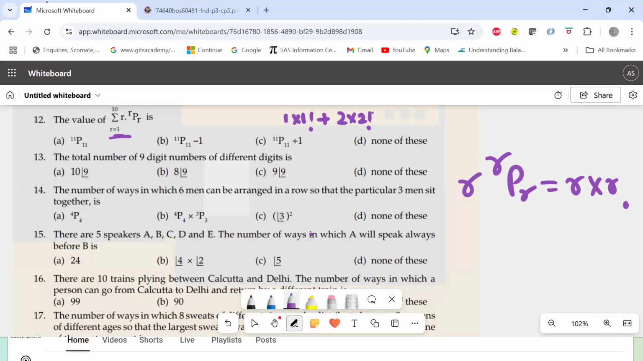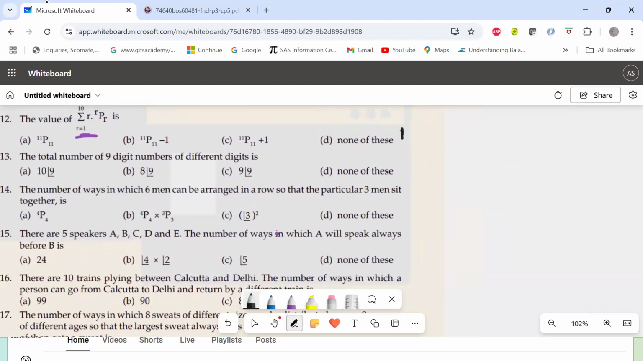When you're saying rPr, rPr is nothing but r into r factorial, and this r is going from 1 to 10. So in question number 12, it is like this: 1 into 1 factorial plus 2 into 2 factorial plus 3 into 3 factorial, till it goes to 10 into 10 factorial.